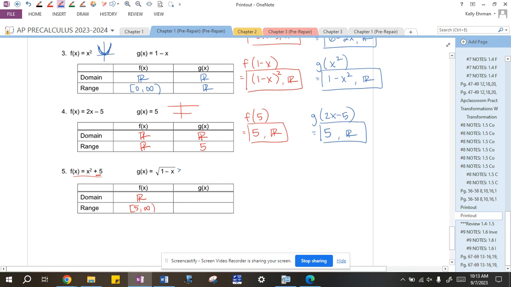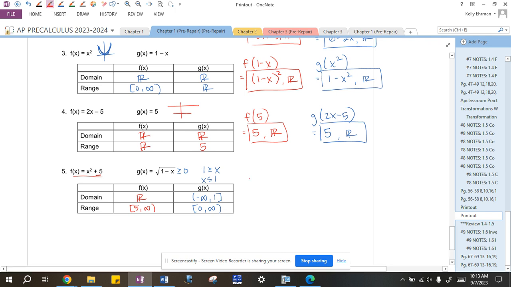We have a little bit of work to do for g, right? 1 minus x is greater than or equal to 0, so 1 is greater than or equal to x. In other words, x is less than or equal to 1. So negative infinity to 1. What about the range of this thing? If we had to graph this, it has not been shifted vertically, so it's going to be 0 to infinity. It's just that it underwent a y-axis reflection.